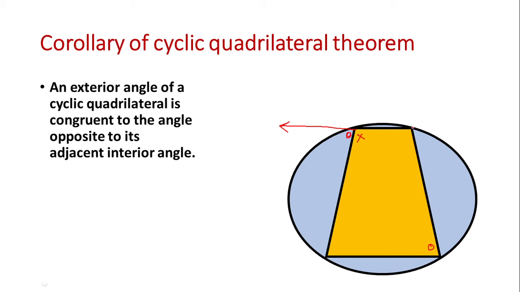It is applicable everywhere. You can extend any side of the cyclic quadrilateral and prove it correct: every exterior angle of a cyclic quadrilateral will be equal to the angle which is opposite to its adjacent angle. Now this was the corollary.